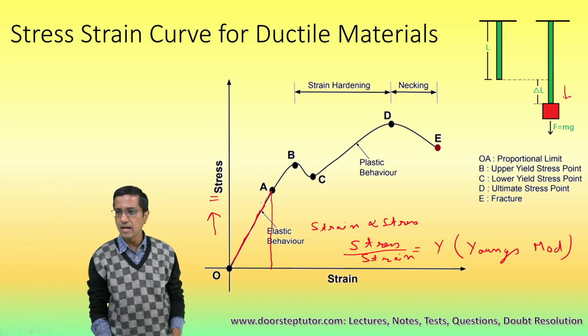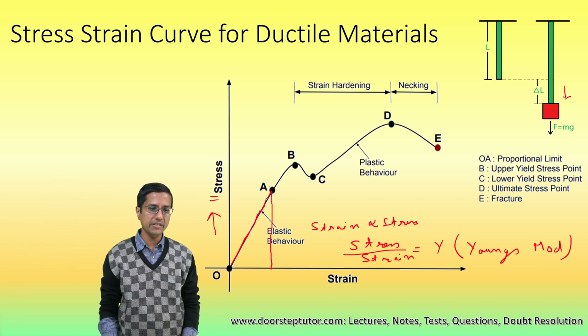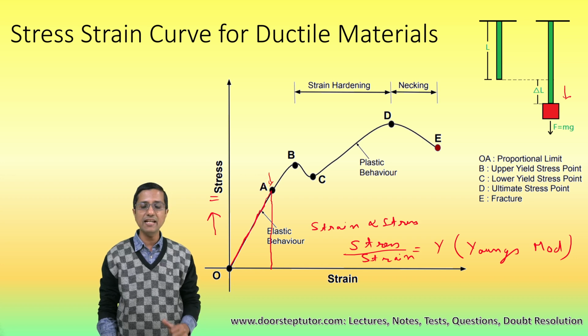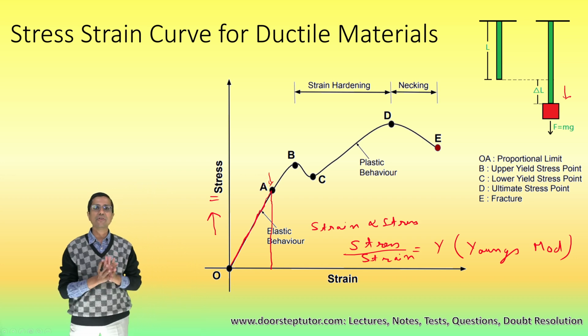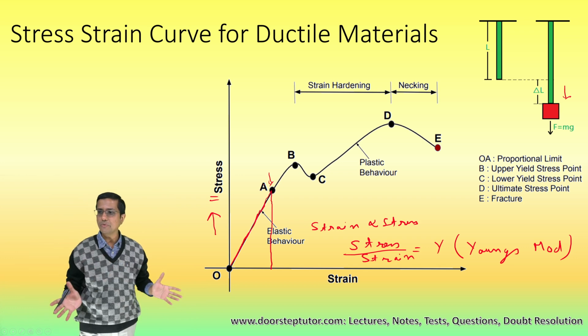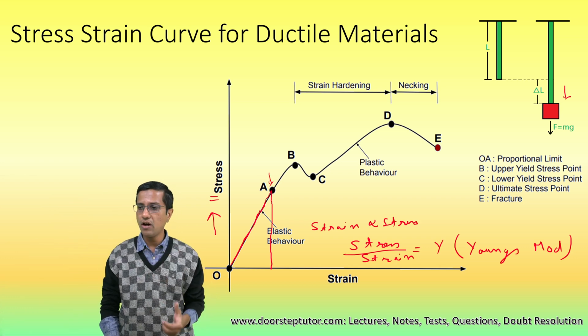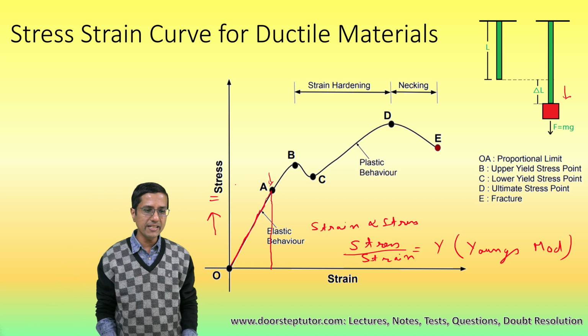This OA portion is also known as the proportional limit. Here the material exhibits perfectly elastic behavior where stress and strain are linearly related, proportional to each other. This is known as the proportional region, or also Hooke's region.